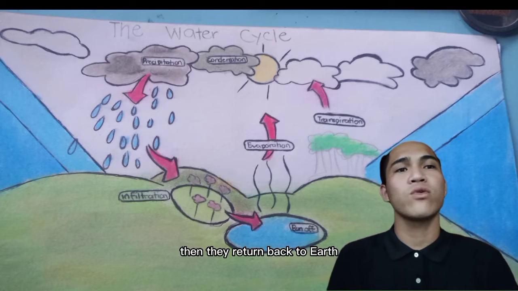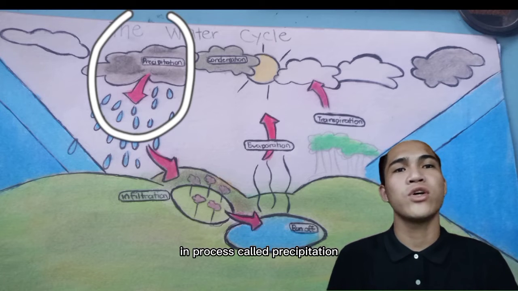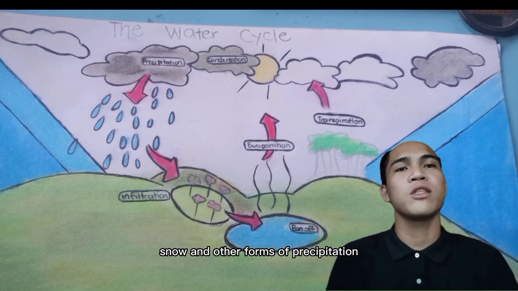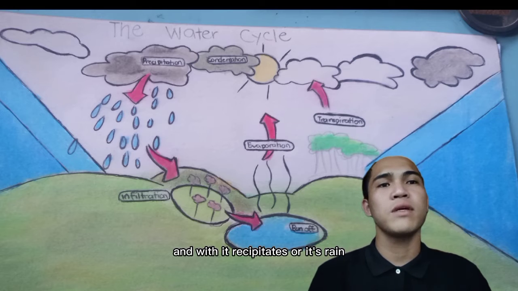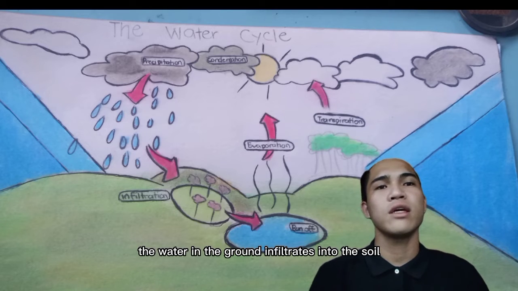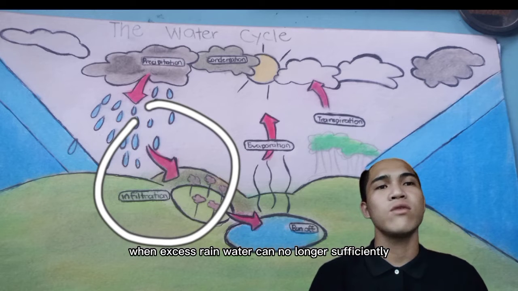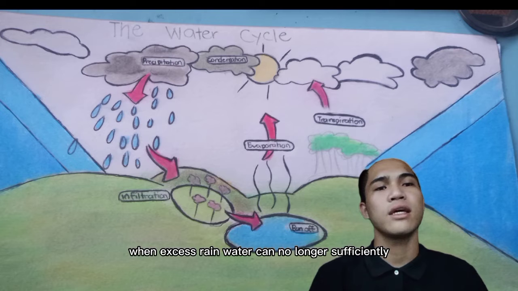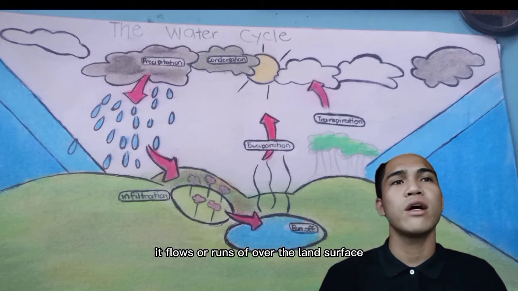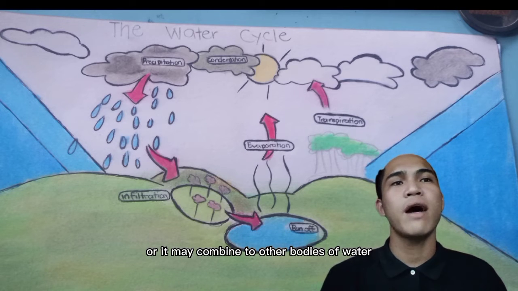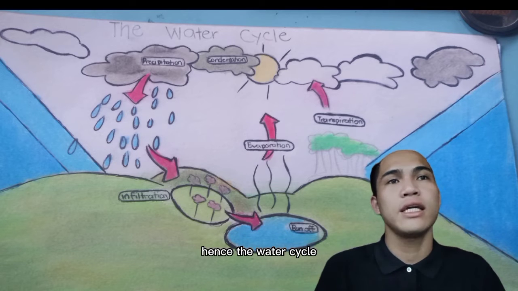Then, it returns back to earth in a process called precipitation, which may be in the form of rain, snow, and other forms of precipitation. And as it rains, the water on the ground infiltrates into the soil in a process called infiltration. When excess rainwater can no longer sufficiently infiltrate the soil, it runs over the land surface. It may stay stagnant on the land, or it may combine with other bodies of water. After this, evaporation will occur again, hence the water cycle.